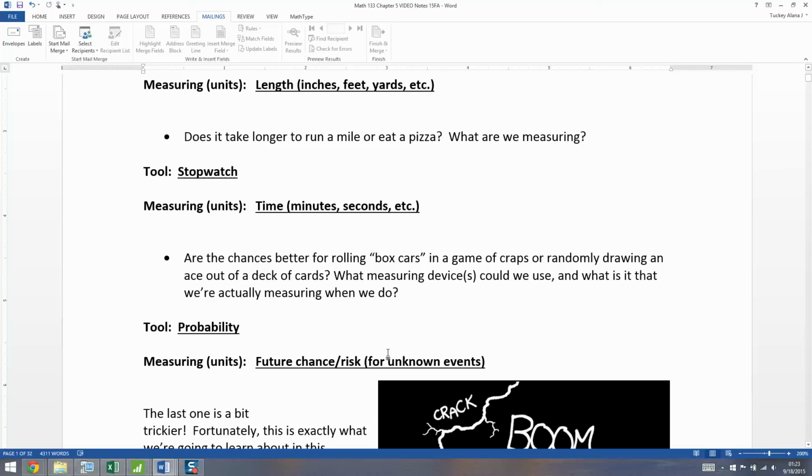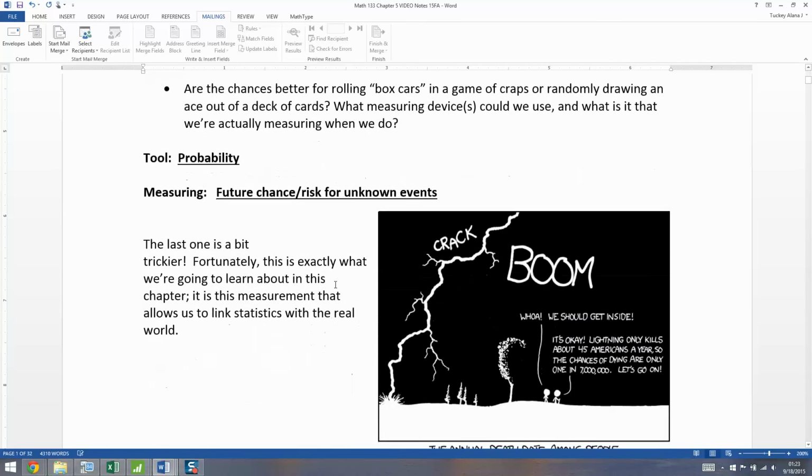It's talking about everything in the future for unknown events, right? And its unit is, it doesn't really have one. There isn't really a unit for it. So I can just erase the units part, right? Because these particular numbers don't really have units. They are their own thing. And they tell us how likely something is in the future. Everything's about that future. Future likelihood, I guess I could say. Right? Chance and risk for unknown events, things you don't know what's going to happen.